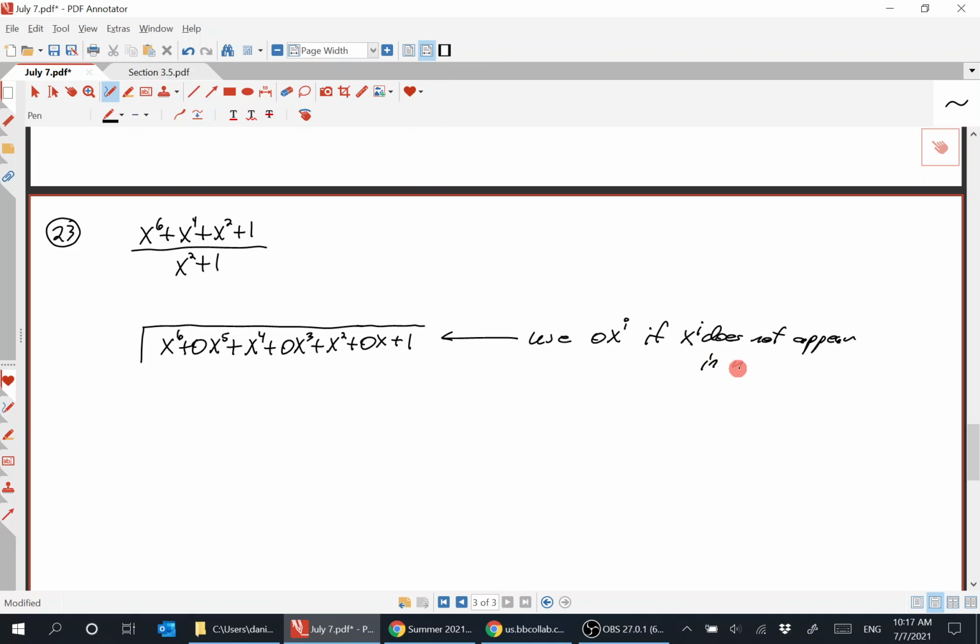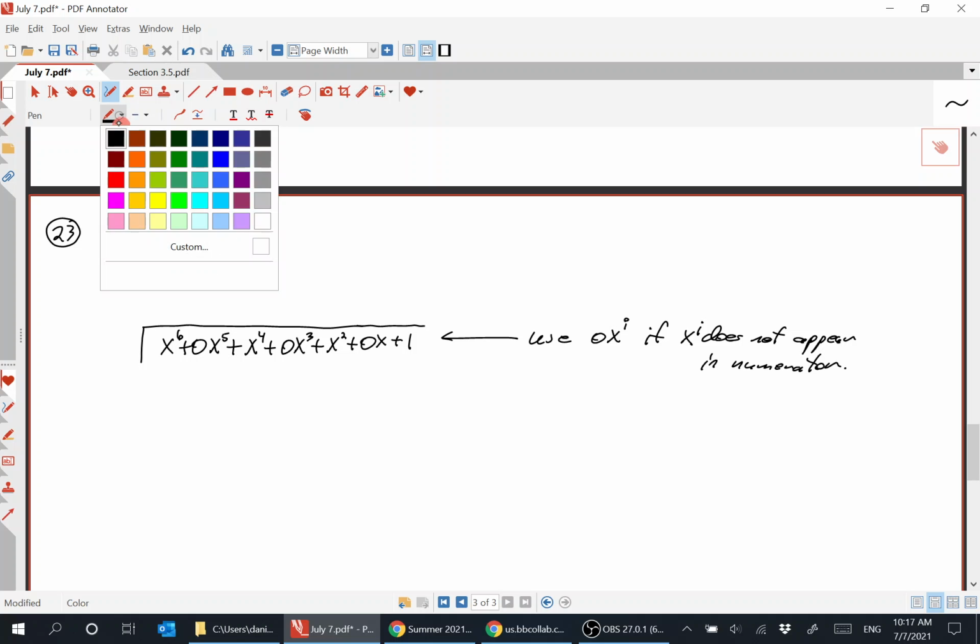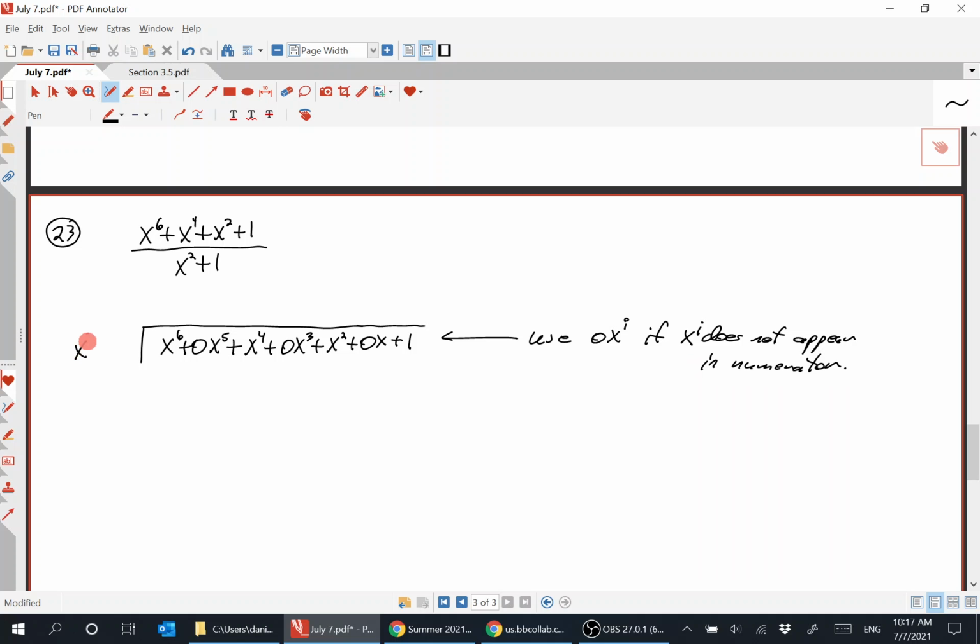In the numerator. And we're dividing this by x squared plus 1. All right? You can leave out the 0 there if you want, or you can put it in. Then just leave it out. You don't need it there. Here, it's nice for sort of bookkeeping purposes.